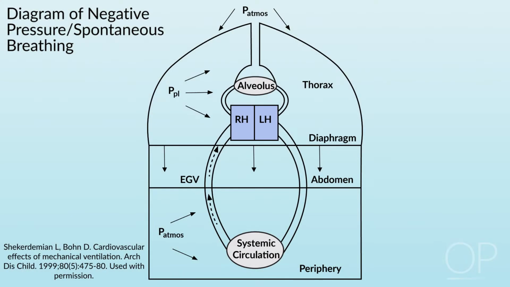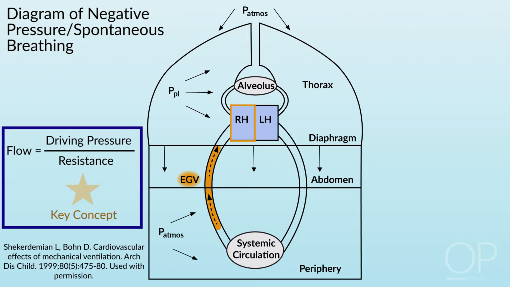This diagram is actually an example of what happens during negative pressure or spontaneous breathing, as we like to call it. Systemic venous drainage, which is the broken arrow, depends on a driving pressure between the extrathoracic great veins and the right atrium. This is a very fundamental physiologic concept. What we're talking about here is the hydrostatic equivalent of Ohm's law. Flow is driving pressure over resistance. If you remember that through this talk, a lot of what we say will become very logical.